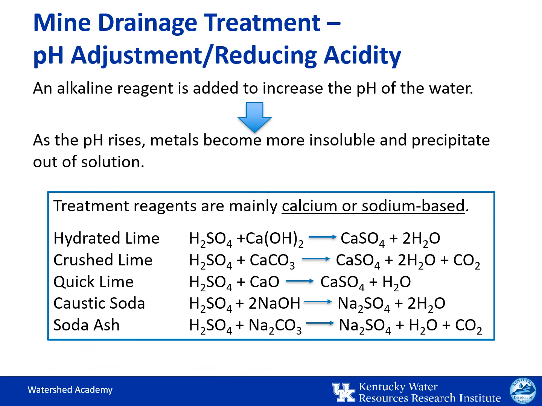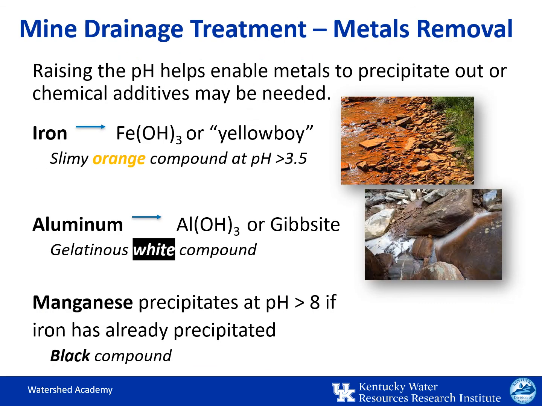Some mine drainages are not acidic, so this step can be skipped to move on to deciding how to precipitate and capture the heavy metals. Layers of rock and earth above the coal removed during mining commonly contain traces of iron, manganese, and aluminum, and also contain other heavy metals that can be toxic to fish and other life if the concentration is high enough.